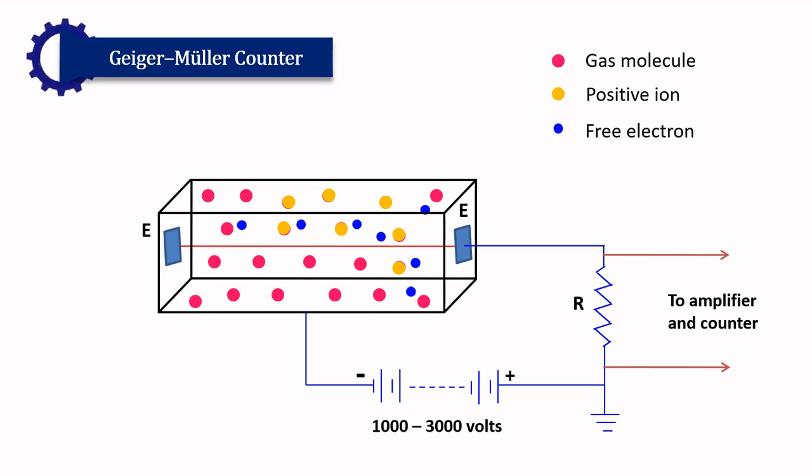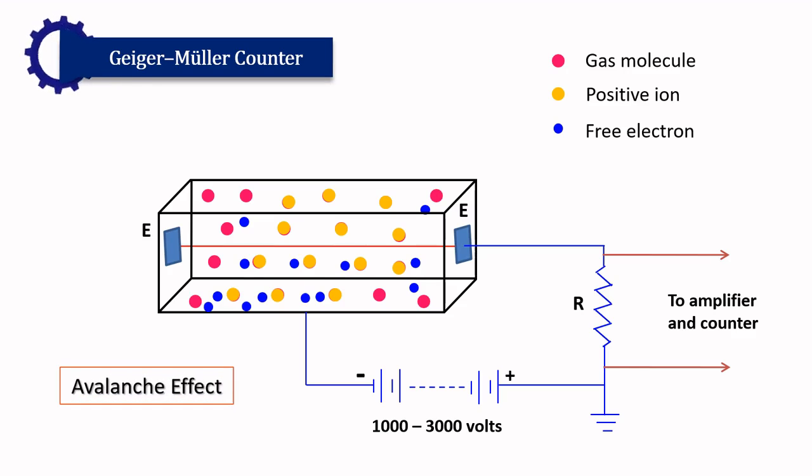Further, these secondary electrons also get accelerated and collide with neighboring molecules and produce free electrons. This is like a chain reaction. It produces a larger number of free electrons along the way to reach the anode wire. This effect is called the avalanche effect. And this is the main principle behind the function of the Geiger-Muller counter.